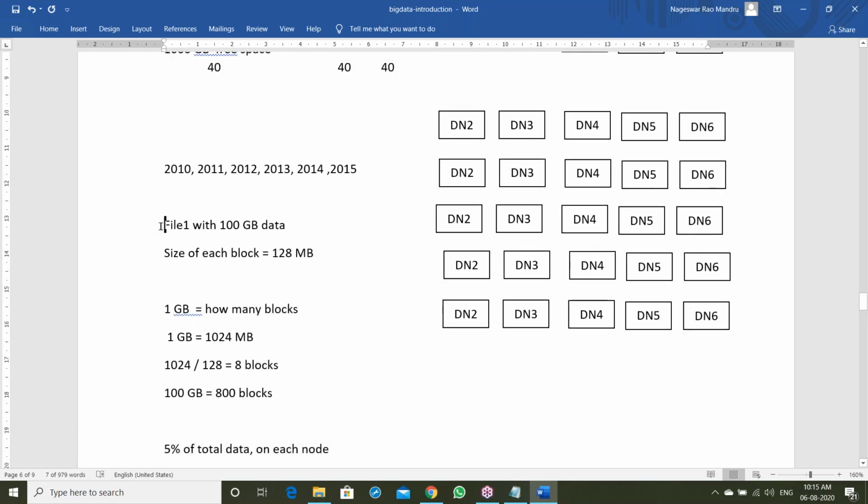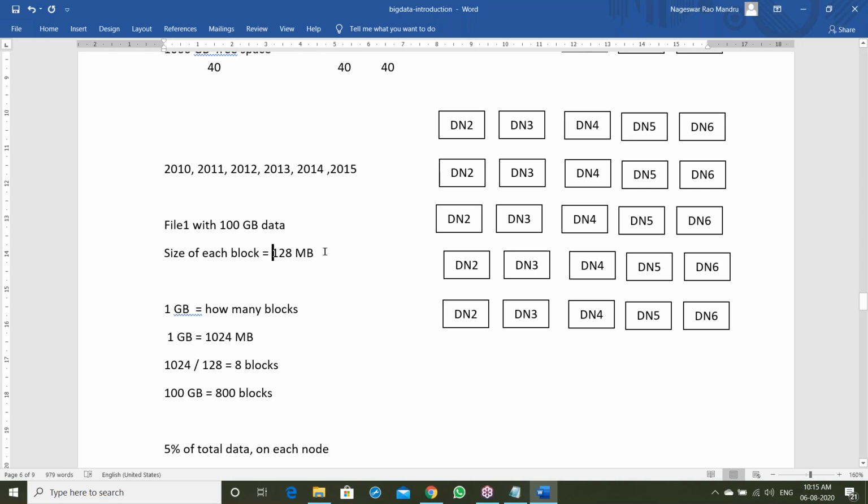See here, file 1 with 100 GB data. Okay, the size of each block is 128 MB, right?